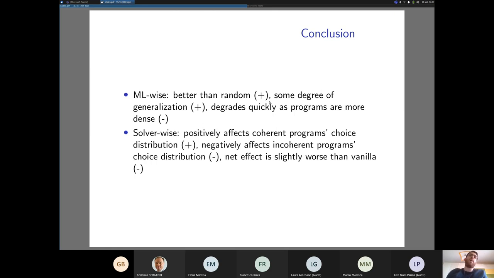Instead, from a solver perspective, we've seen that it actually affects somewhat positively the coherent programs' choice distribution, although it has a negative effect on the incoherent programs' choice distribution, and it does not improve in the general case.